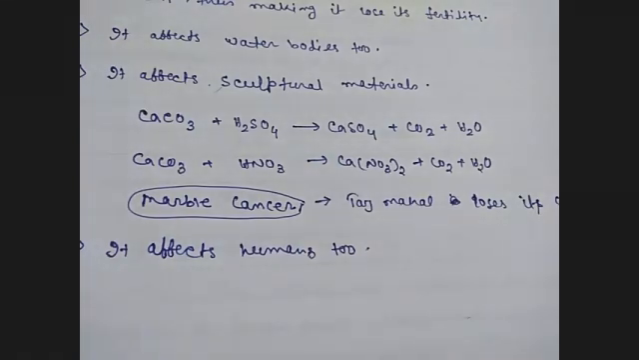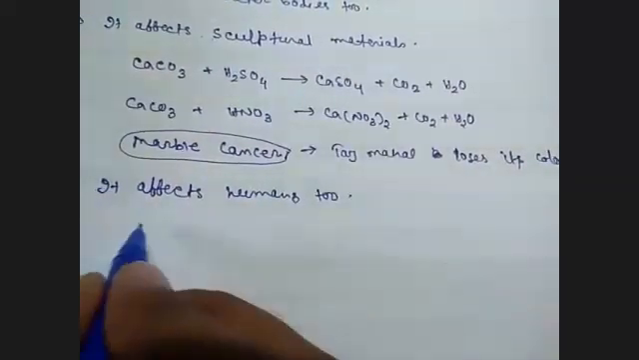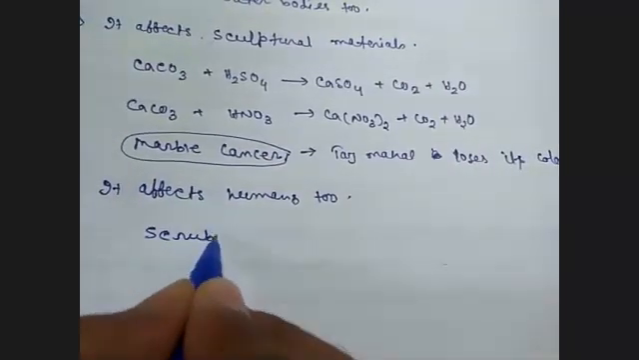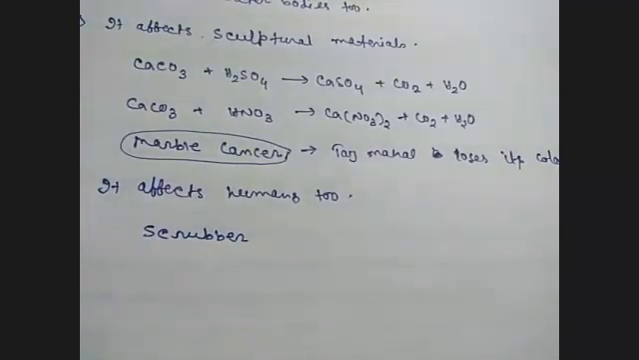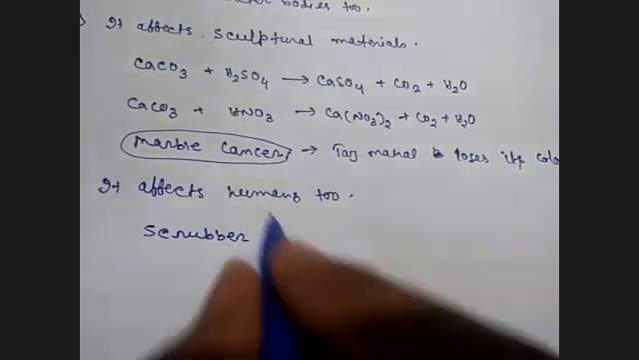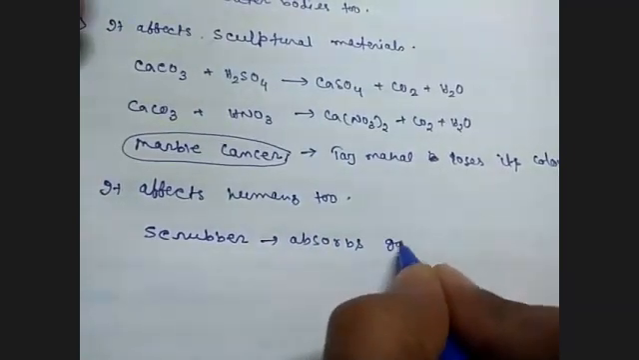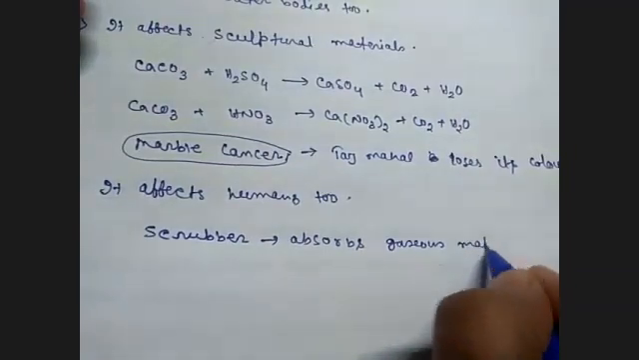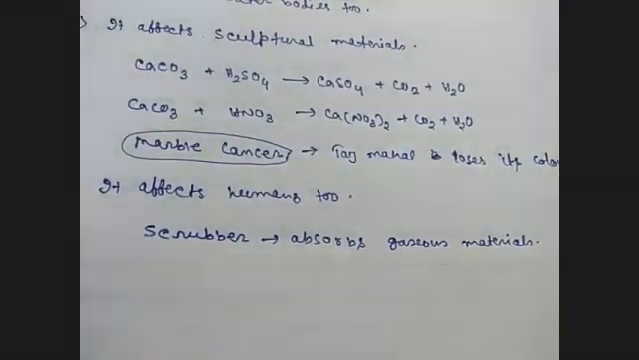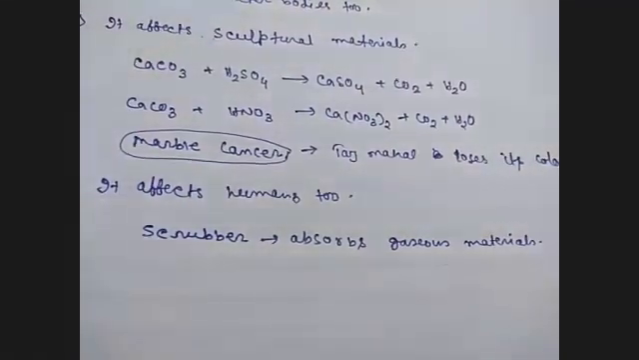If we are not using fuels in which sulfur is present in large amounts, it will help. Or we can use a scrubber. A scrubber is an arrangement of system, a kind of device that absorbs gaseous material. If less gaseous material is released, it will reduce the harmful effects on the atmosphere.